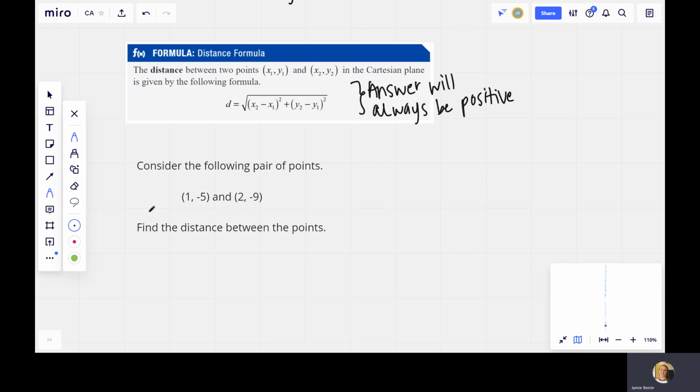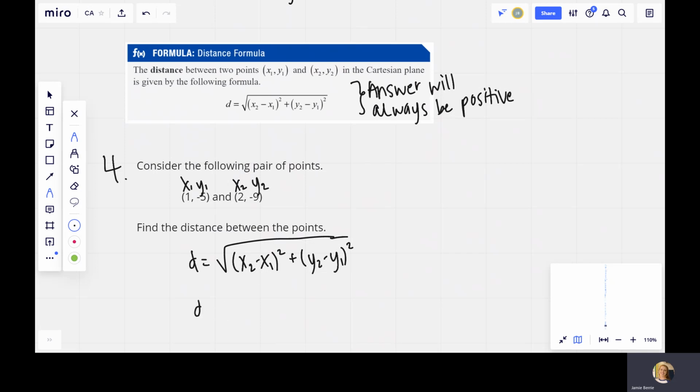All right, so let's look at this example. I think we're on number 4 now. It says consider the following pair of points, 1, -5 and 2, -9. Find the distance between the points. All right, so we're going to go ahead and label your points. I'm just going to pick x1, y1 for my first one, x2, y2 for my second point. Then let's write down the distance formula. D equals the square root of x2 minus x1 squared plus y2 minus y1 squared.